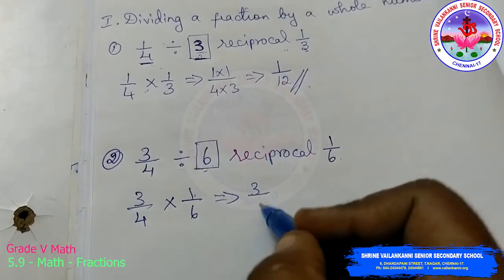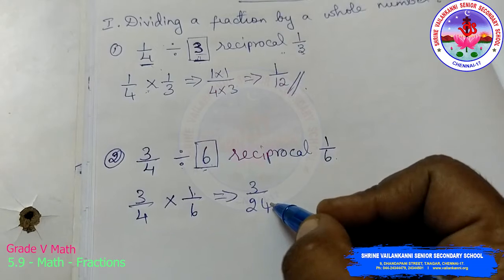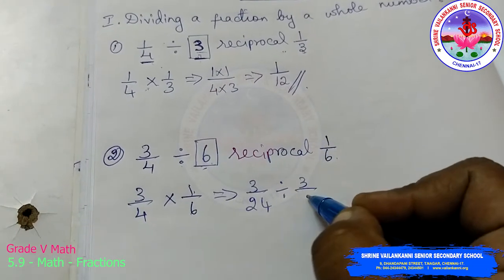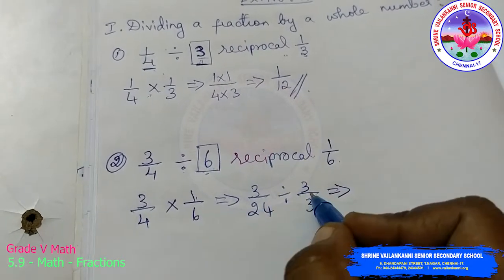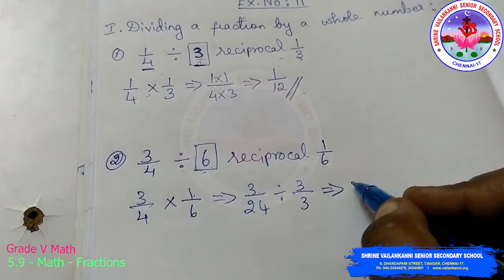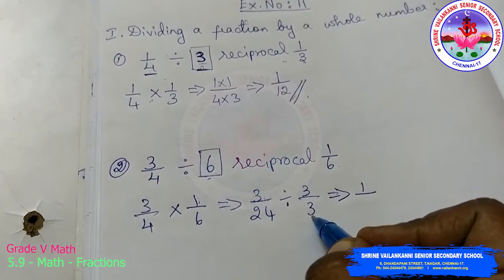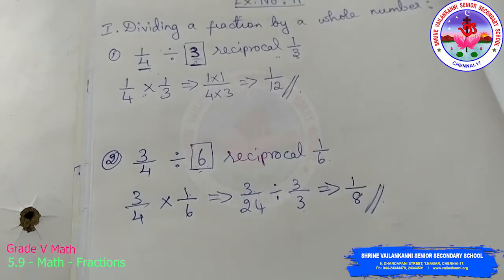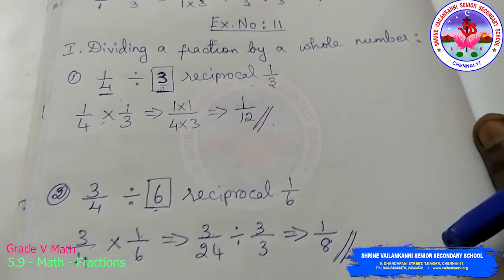6 fours are 24. So for 3 and 24 we are able to find the common factor, 3. So dividing by the common factor, 3 ones are 3. How many times does 3 come in the 24 table? 8 times. So this 3 by 24 has become 1 by 8.